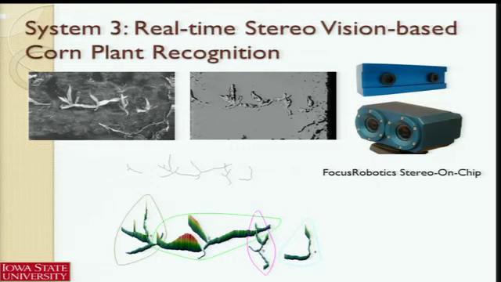So the third system I want to talk about here is the three-dimensional approach, especially to use stereo vision-based corn plant recognition approach. On this slide, you can see those stereo cameras. You can buy them off the shelf. And they are also called stereo on a chip. So the algorithm actually is hardwareized. And it runs just as a conventional camera, but you get the distance or disparity image automatically without any calculation load on your computer.